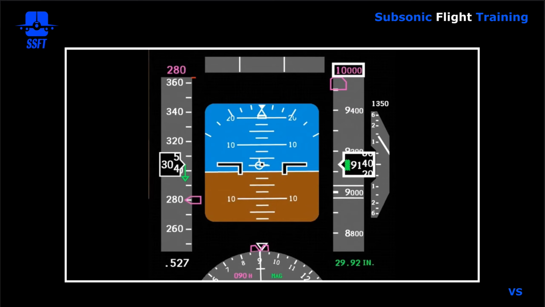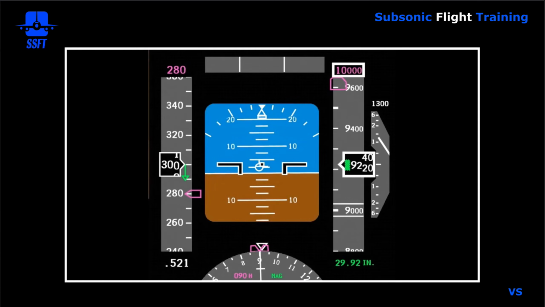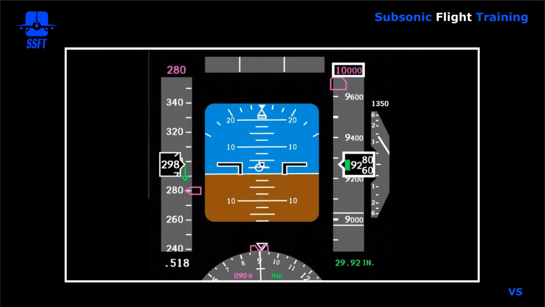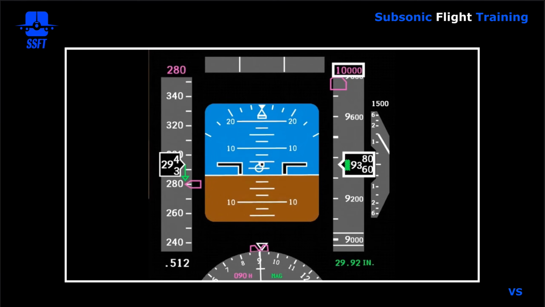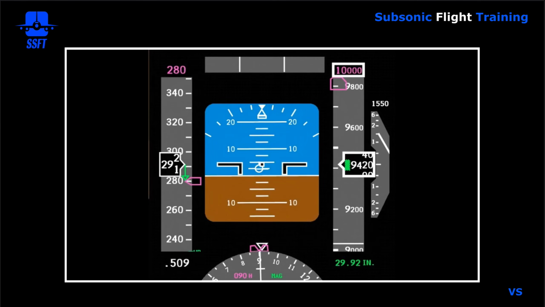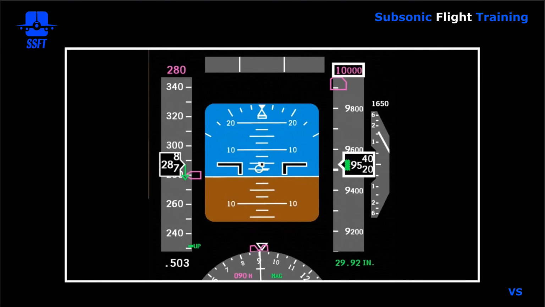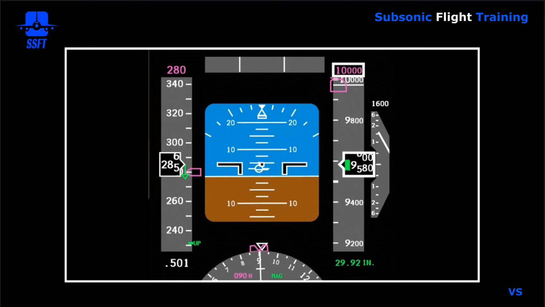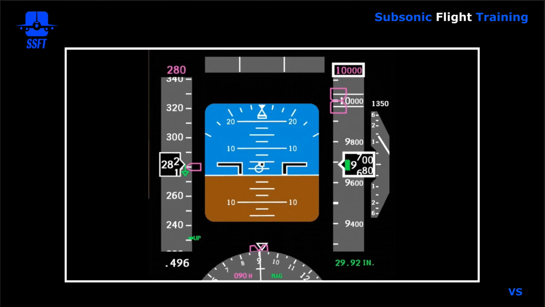But you'll see as we start to slow down, they'll start to diverge. The pitch will continue higher and our actual path through the air will be different than what the attitude of the airplane is as we slow down. We'll go back to 10,000 feet here, and we'll level off at 10,000 feet.